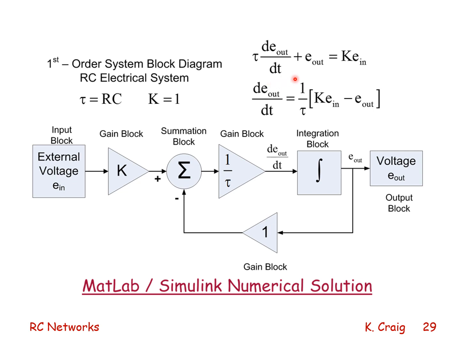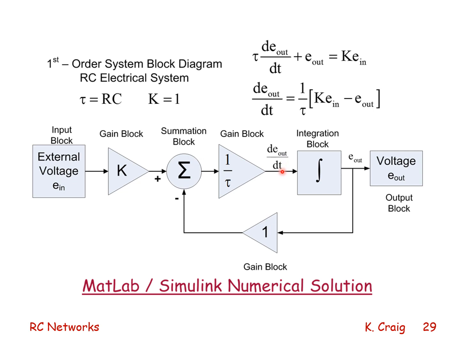So let's create a Simulink block diagram for this first order system. The procedure is step 1, solve for the highest derivative: dE out dt equals 1 over tau times k E in minus E out. Step 2, create the stem. This is the derivative of E out with respect to time. We integrate once with an initial condition on E out, and we get E out. That's the stem.